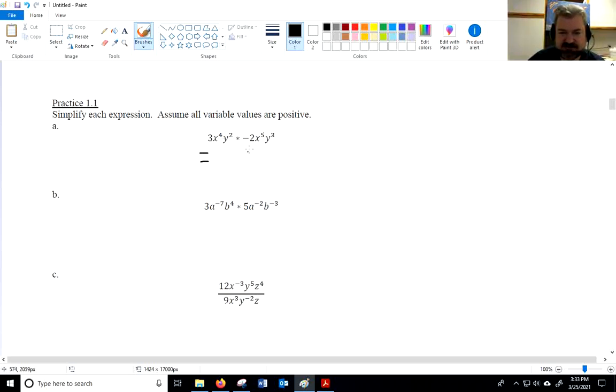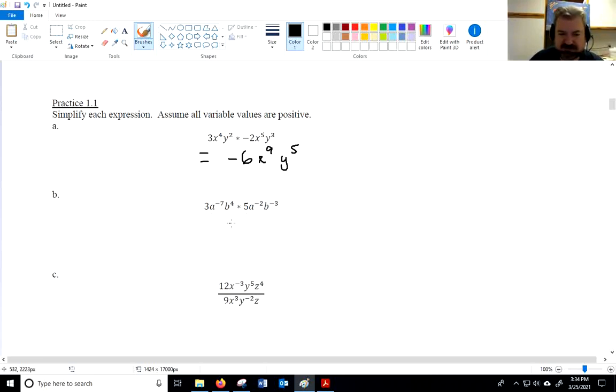All right, let's see what we got. 3 times a negative 2 is a negative 6. Then x to the ninth and y to the fifth. Please be careful with the negative 6, so you don't try and move that or anything like that. That's got an exponent of 1. It's just a negative number, not a negative exponent.